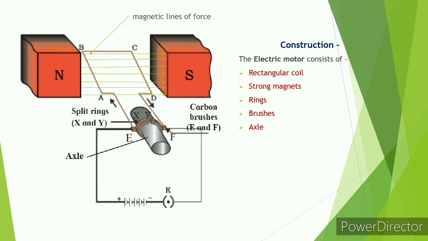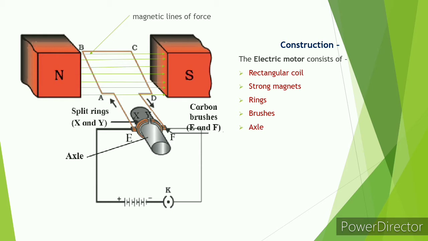Two sides or two branches of the coil, that is AB and CD, are perpendicular to the direction of magnetic field, and sides BC and AD are parallel to the magnetic field.